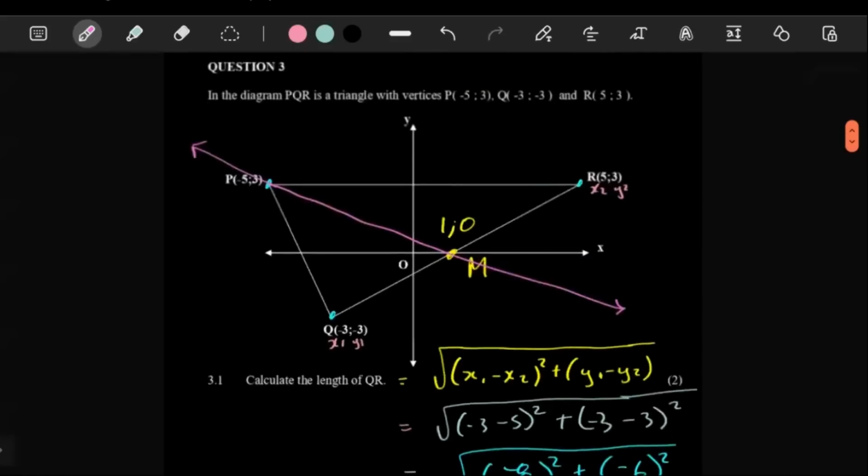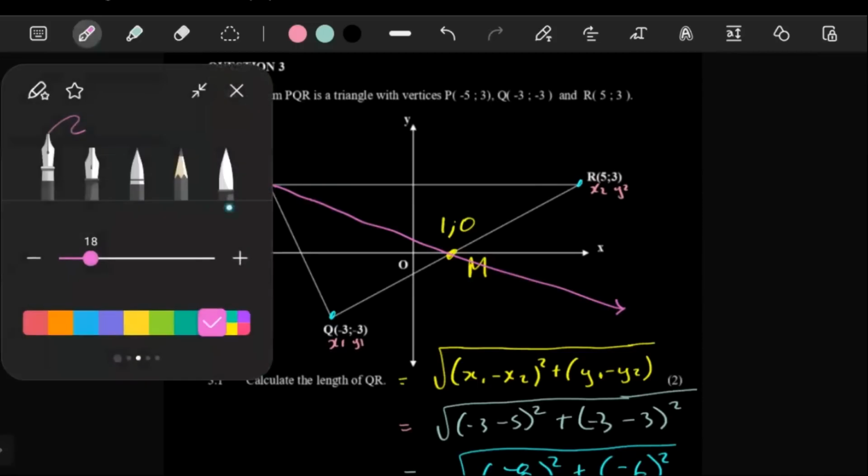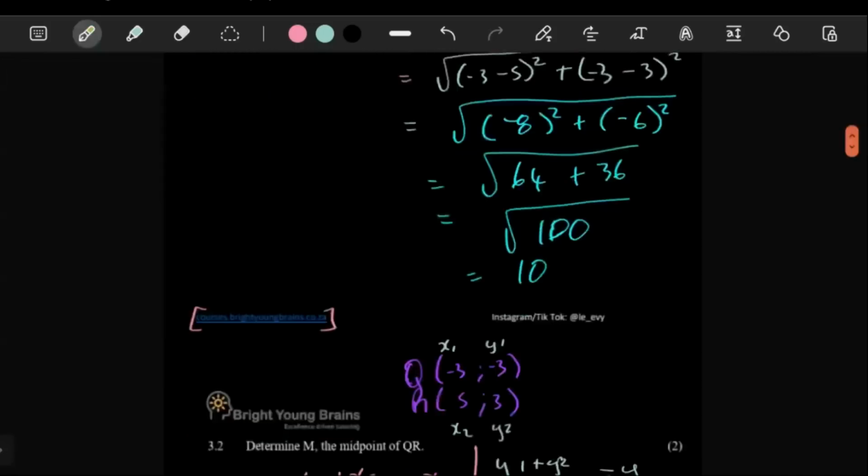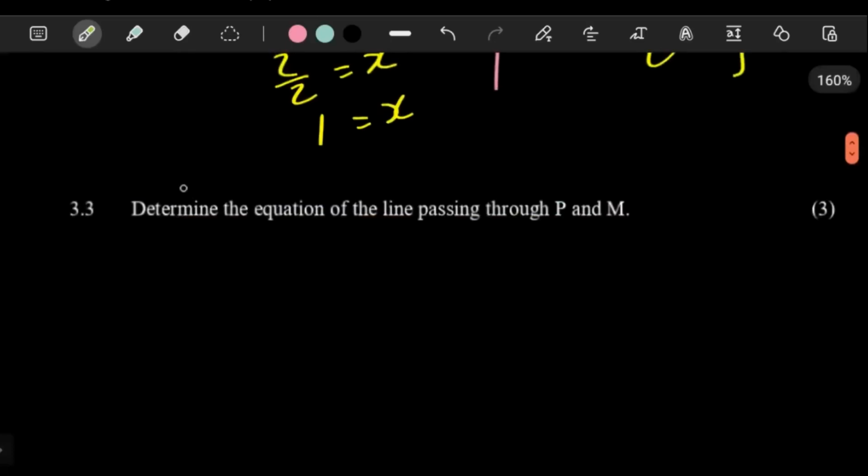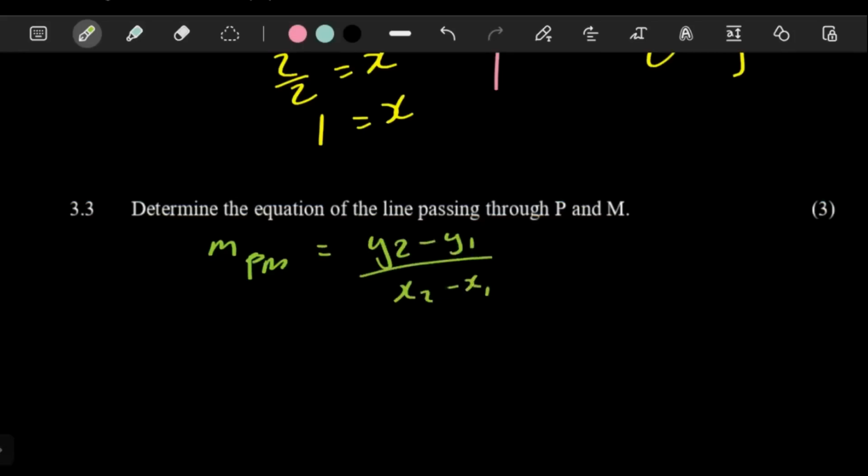What am I even saying? The equation of that line is not going to be too crazy, because you can just use the 2 points to get the gradient and then throw in one coordinate that the line passes through. It's quite straightforward. Gradient of PM is going to be equal to y2 minus y1 over x2 minus x1.